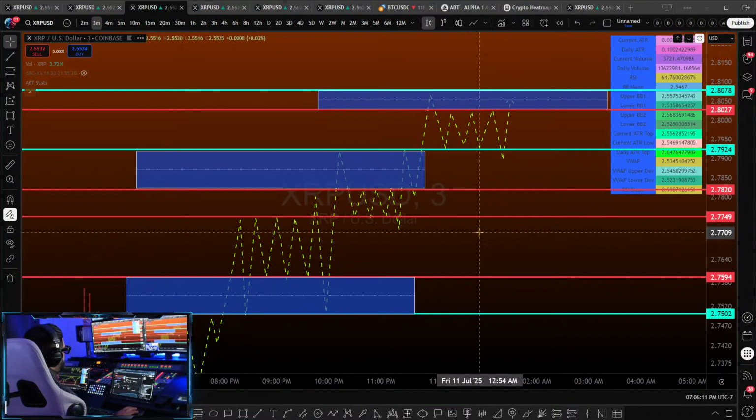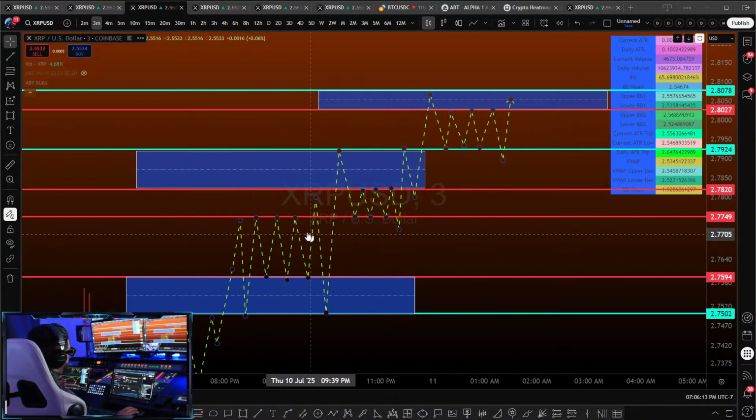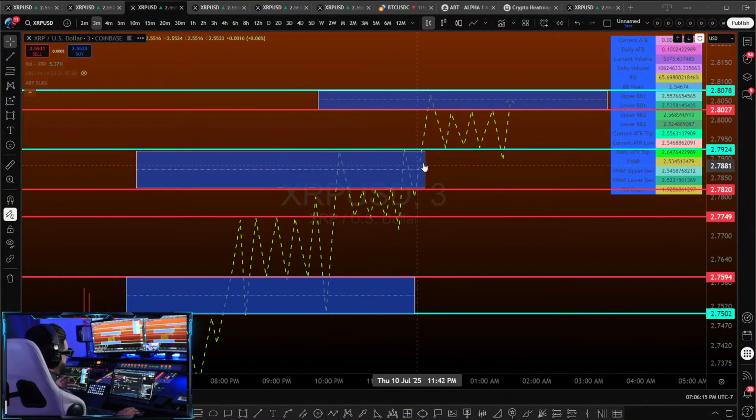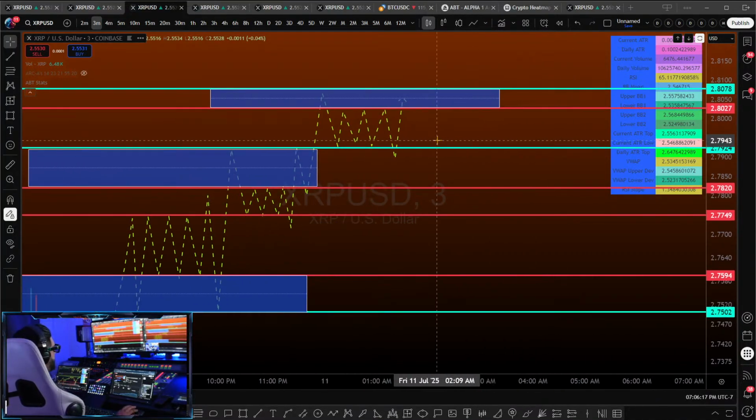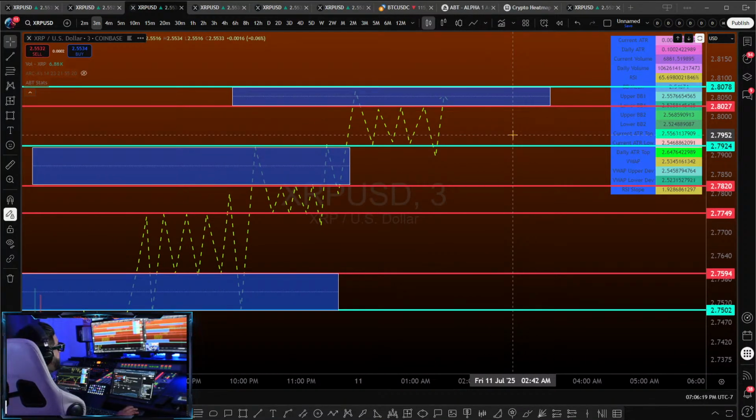Or I can just say that statistically speaking, these chop boxes tend to do this or tend to do that or tend to do this. Call it whatever it is, it's just what I observe, right?